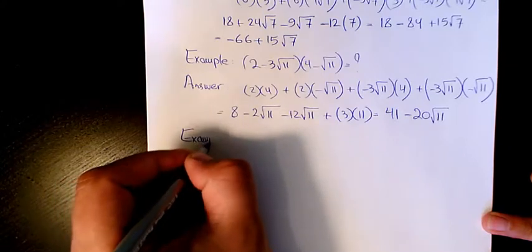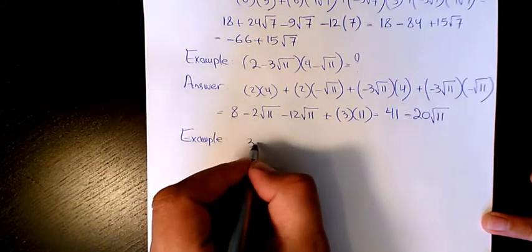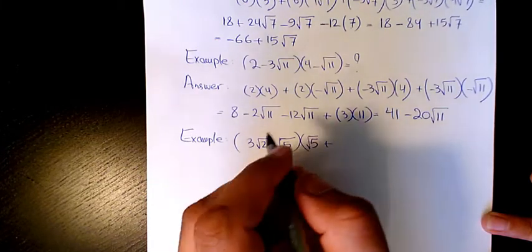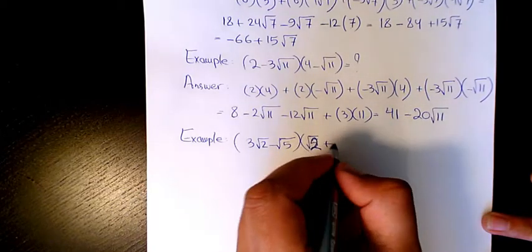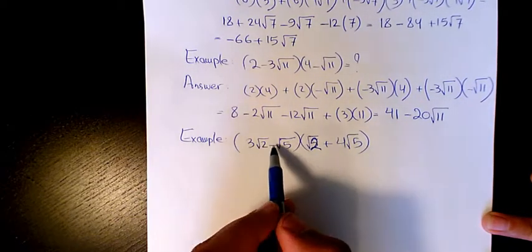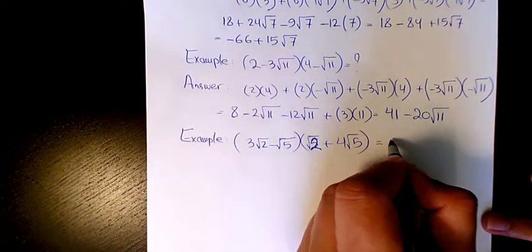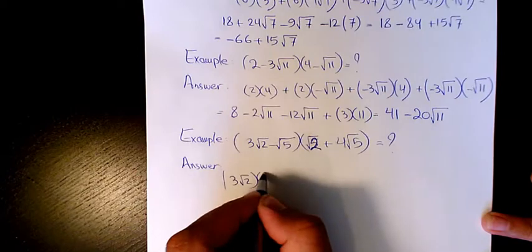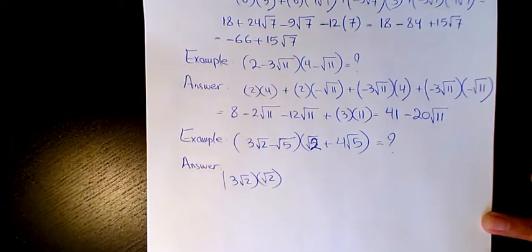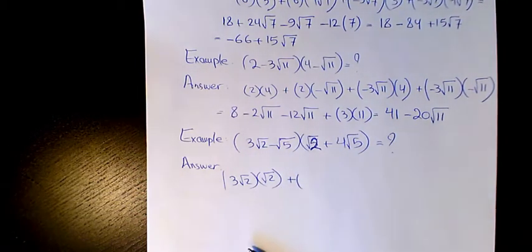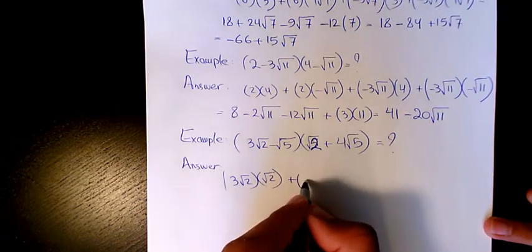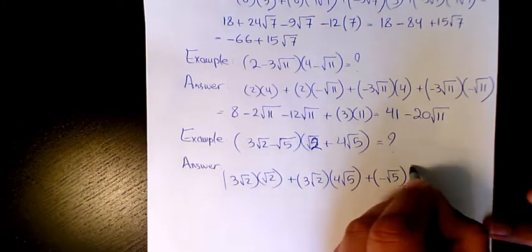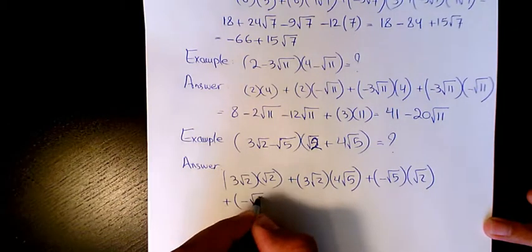Next example, 3 root 2 minus root 5 times root 2 plus 4 root 5. So we have 3 root 2 minus root 5 times root 2 plus 4 root 5. Answer is going to be 3 root 2 times root 2 plus 3 root 2 times 4 root 5, then minus root 5 times root 2 plus negative root 5 times 4 root 5.